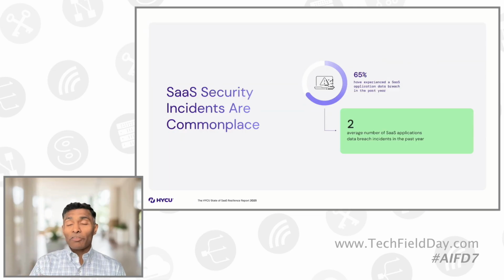This is real data coming from customers, not us saying something, right? 65% of them said there was some data breach in the past year. That's what they said. And the average number of SaaS application data breach incidents in the past year, just asking the customer, how many have you had? The average was 2, right? It's a significant impact customers are having.